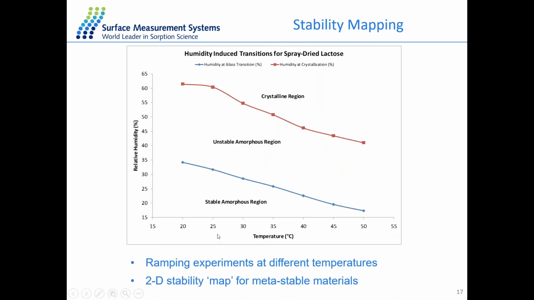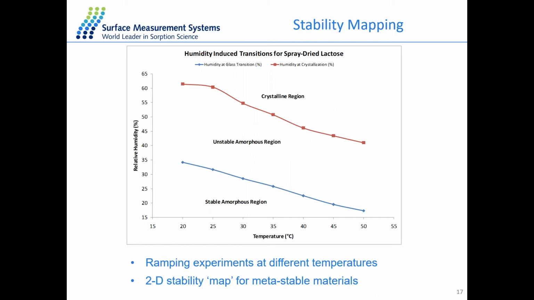We can also do a series of ramping experiments at different temperatures. At each temperature, we will have 2 points. Then we can get this stability mapping with temperature and relative humidity. The blue line here is for the glass transition of the sample, and the red line is for the crystallization of the sample. With this kind of stability mapping, we can easily predict, at a certain combination of temperature and relative humidity, whether the sample is in a very stable amorphous phase or a crystalline phase, or is just unstable and can change structure at any time under those conditions.